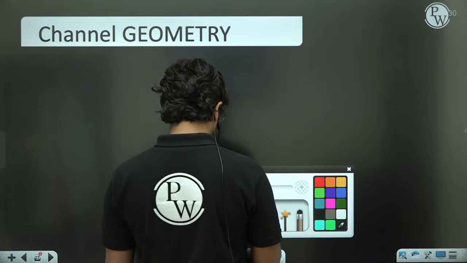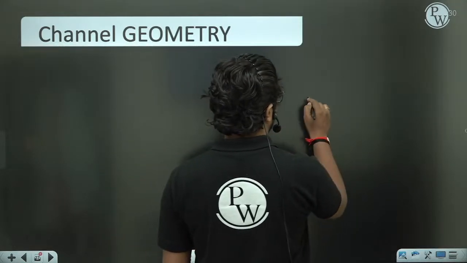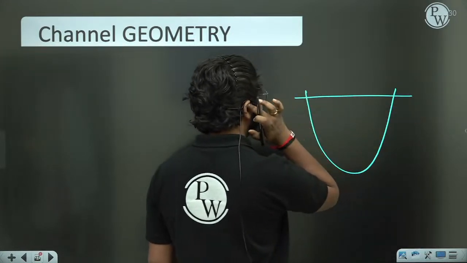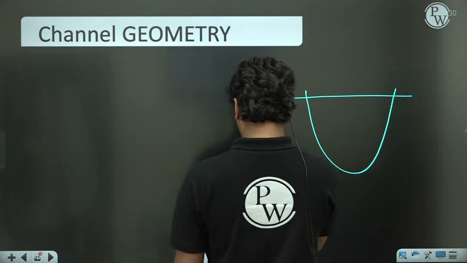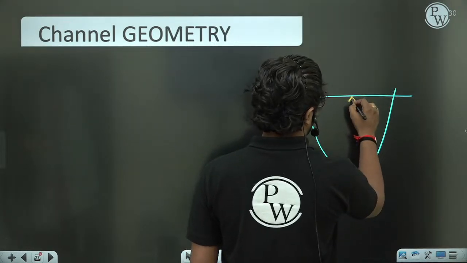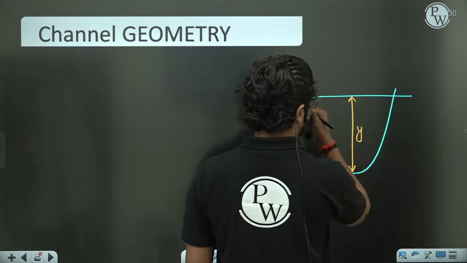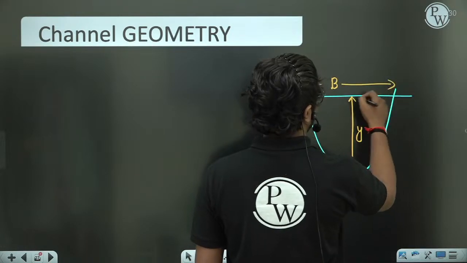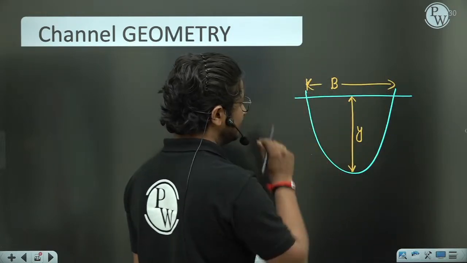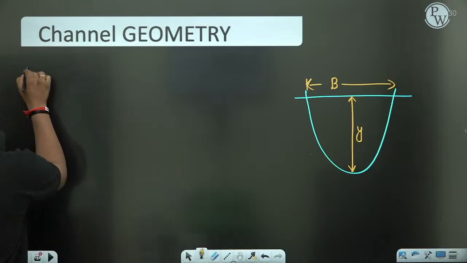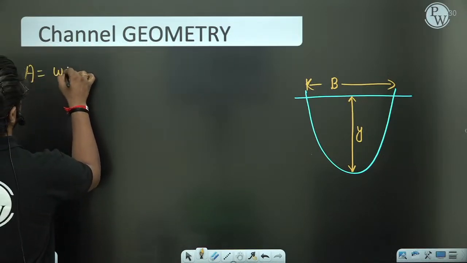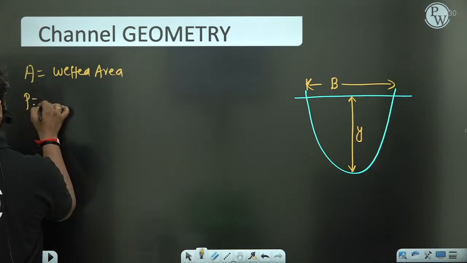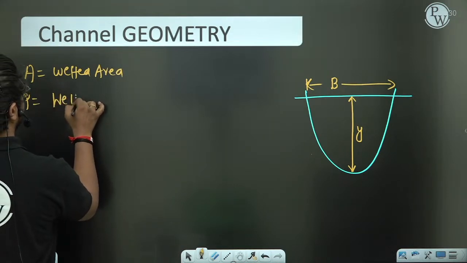So in channel geometry, let us take a typical setup. This is a trapezoidal section basically. This section has depth, which we are representing as y. This we are representing as b. So this is the depth and this is the width. Few things which you need to understand. A is the wetted area here. P means wetted perimeter.